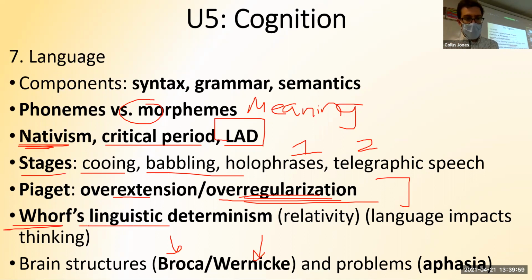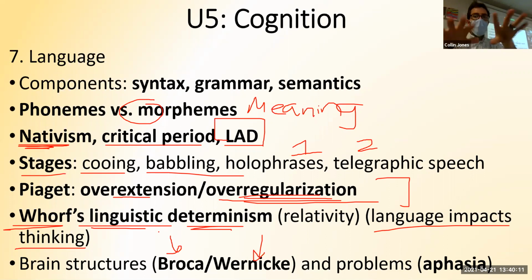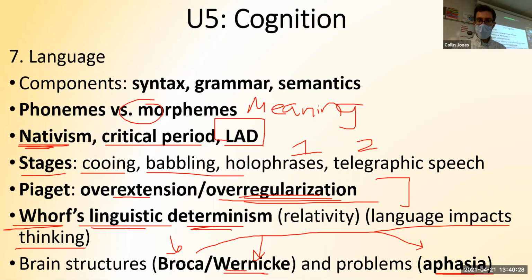Whorf said the specific language we speak determines how we think. Linguistic determinism. If you speak Spanish, where nouns have either masculine or feminine articles, that's going to impact the way you think about those objects. If you know more words for colors, you will see color differently than I do. Language determines your thinking. If you have a problem with language, if you can't understand what people are saying, that's called Wernicke's aphasia. If you have trouble speaking, it's called Broca's aphasia. But aphasia is just any kind of problem with speaking.